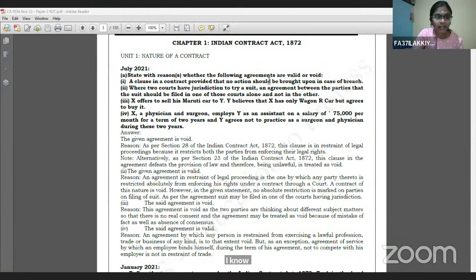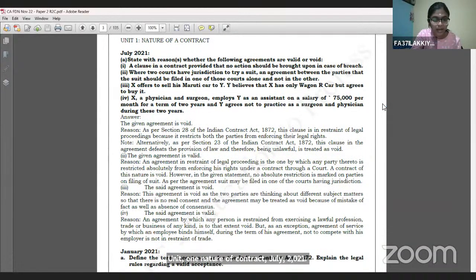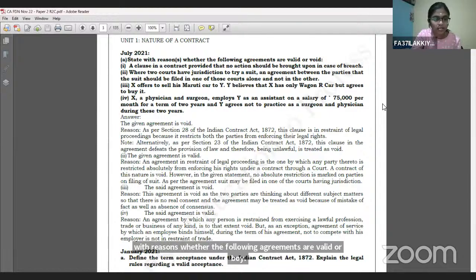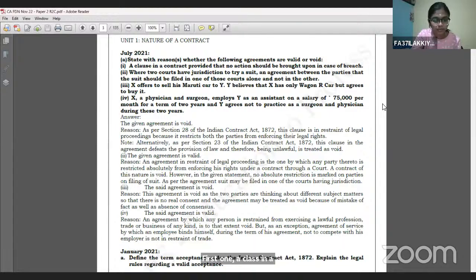Unit 1, Nature of Contract, July 2021. State with reasons whether the following agreements are valid or void. First one, a clause in a contract provided that no action should be brought up in case of breach. Where two courts have jurisdiction to try a suit, an agreement between the parties that the suit should be filed in one of those courts alone and not in the other. Third, X offers to sell his Maruti car to Y. Y believes that X has only Wagner car, but agrees to buy it. X, a physician and surgeon.